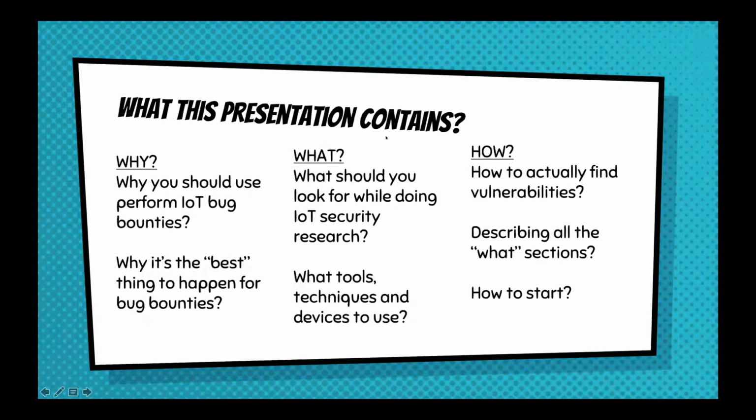What this presentation contains: we'll start off by looking into why you should actually care about IoT security, because frankly, I don't see a lot of security researchers looking into IoT security as of now, especially given that it's so easy at this moment to find IoT security vulnerabilities because manufacturers are not making secure products. Then we'll look into what kind of security issues you should look for, and finally how you should identify those vulnerabilities.